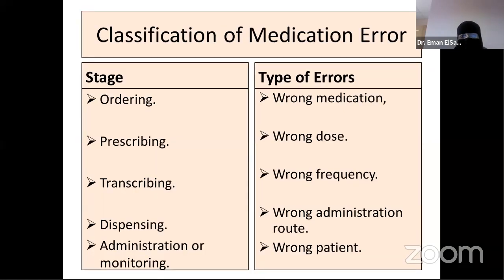This is the classification of medication error. There are a lot of classifications of errors, but simply, this is a classification based on the stages of medication error and types of error. The stages of error are at ordering, prescribing, transcribing and dispensing, and also at administration or monitoring. Another classification is by the mistake: wrong medication, wrong dose, wrong frequency, wrong administration, wrong route, wrong patient.